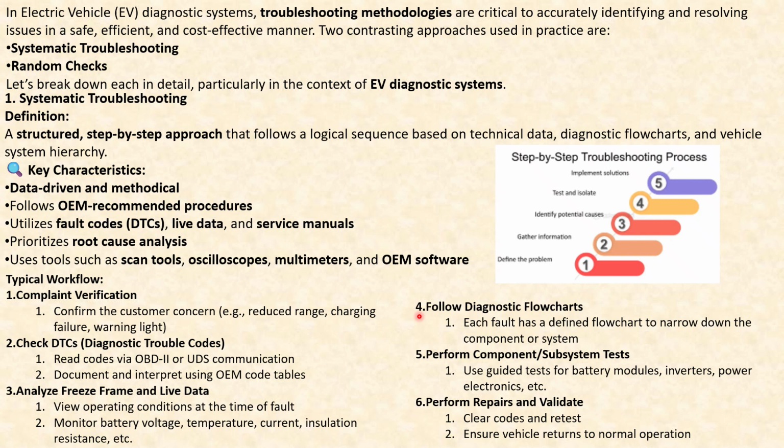The next step is to follow diagnostic flowcharts, and each fault has a defined flowchart to narrow down the component or system. After the flowchart is completed, you perform the component or subsystem test. That means you use guided tests for battery modules, inverters, power electronics, etc. All right, then you perform the repairs and validate. In this last step you clear the codes and ensure the vehicle returns to normal operation. All right, so this is a very important step.